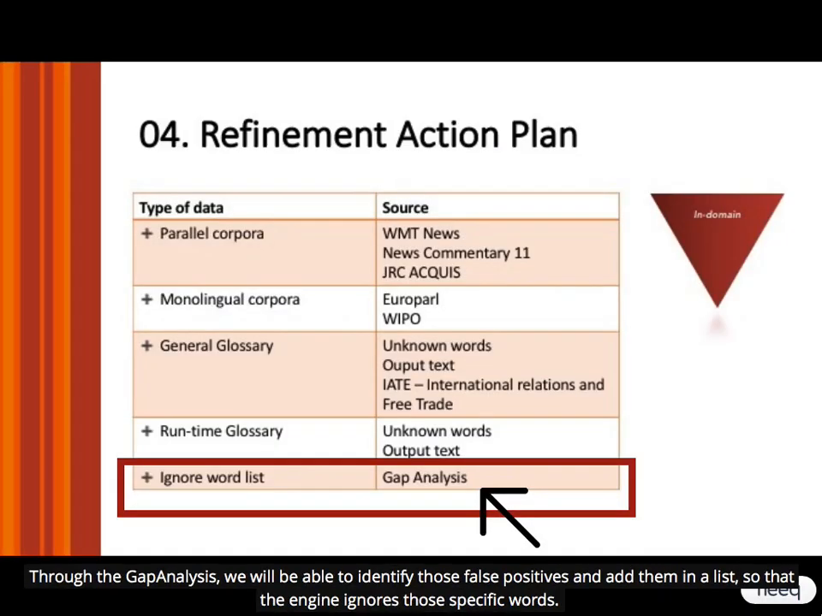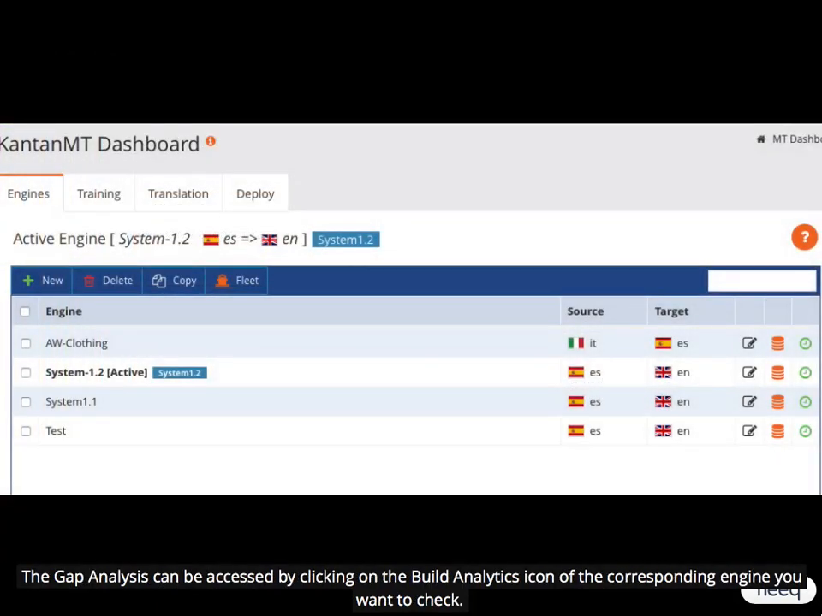Through the gap analysis, we will be able to identify those false positives and add them in a list, so that the engine ignores those specific words. The gap analysis can be accessed by clicking on the Build Analytics icon of the corresponding engine you want to check.